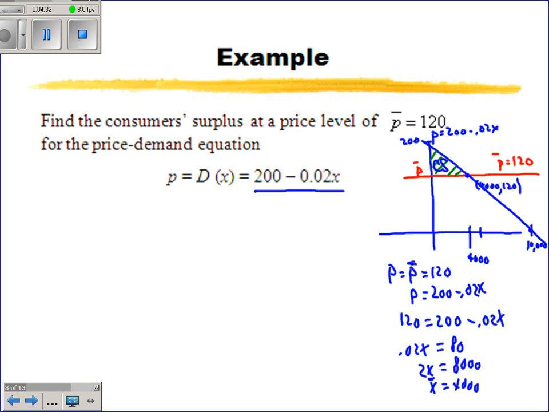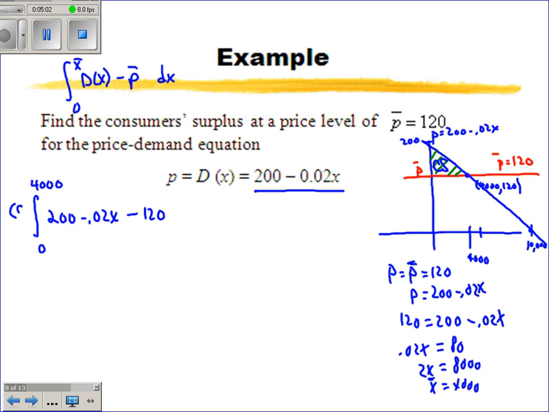So now to find that area, it's just the area between the two curves. The upper function there is the price-demand equation. So we're going to start with the 200 minus 0.02x, and subtract that constant equation, P equal to 120. If you remember, the formula was D of x minus P bar, and we went from 0 to x bar. You see the interval that we're looking at is from 0 to 4,000. So this is our consumer surplus.